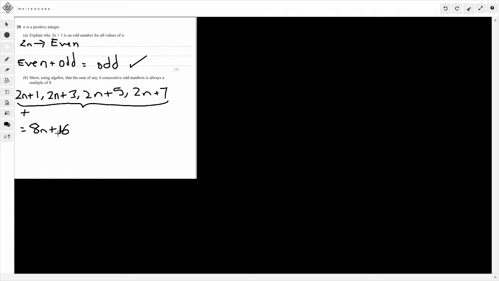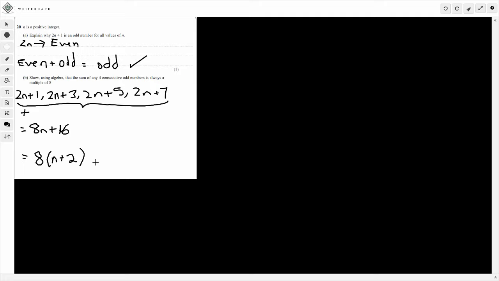And from here now, how does this show that it's a multiple of 8? Well, if I can factor out an 8 from here, then it has to be a multiple of 8. So therefore, can we factor an 8 out? Of course we can. We've got 8n plus 16. So factor the 8 out. That gives me 8 on the outside. And then inside my bracket, I'm going to have n plus 2.